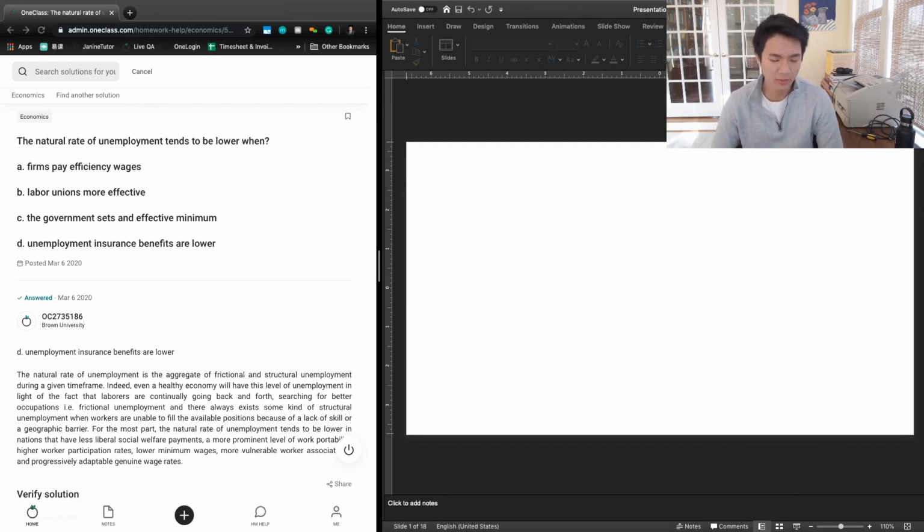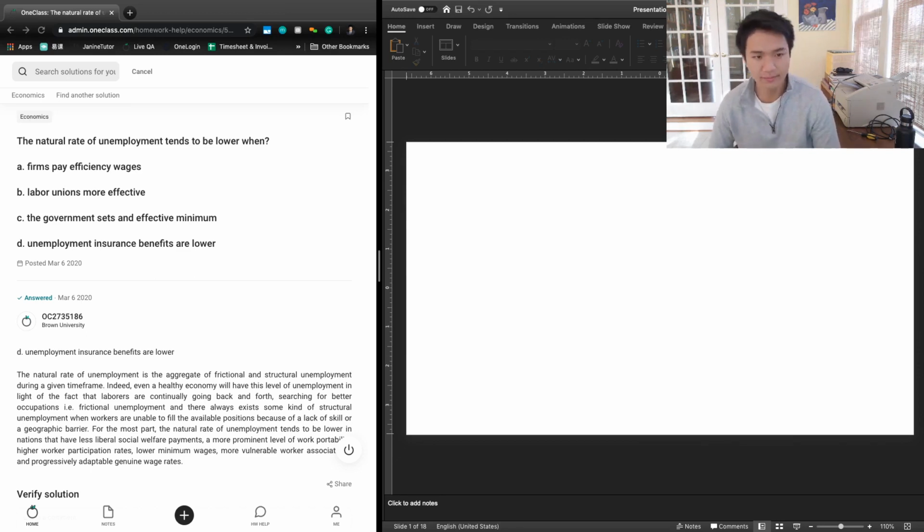So the first thing we do when we look at this problem is ask, what is the natural rate of unemployment, right? Because that does not refer to overall unemployment. And so this question is really testing our understanding of the subcategories or definitions of unemployment, and also the reasons or rationales for why certain types of unemployment might exist.